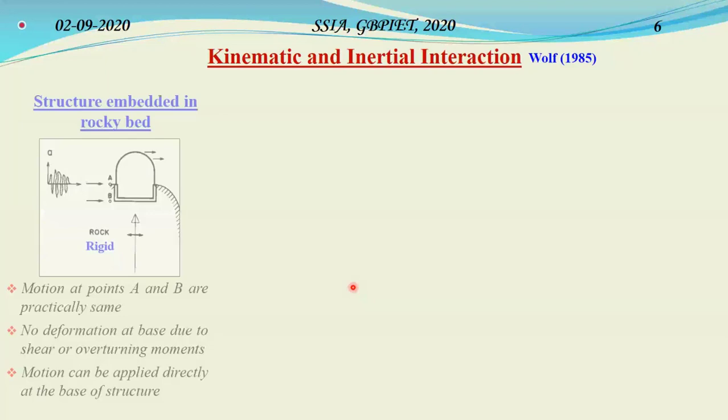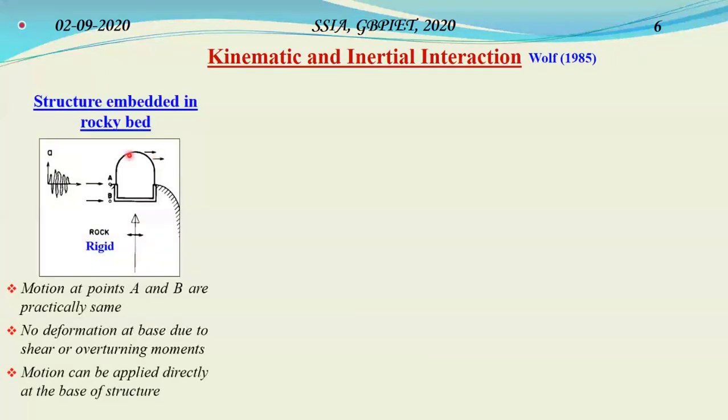In this part, we will briefly talk about kinematic and inertial interaction, which forms the crux of this SSI analysis. Let us look into the picture of a structure embedded in a rocky bed. So we have a rigid rock bed in which the structure is embedded with the aid of its foundation. Since the rock bed is rigid, the motion at these points A and B shown on the side of the structure is more or less the same.